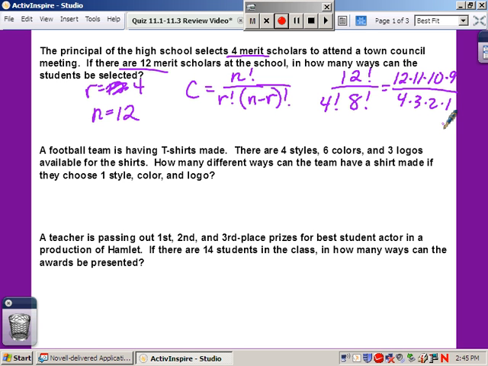10 to 9 is 11,880. And on the bottom, 4, 3, 2, 1 is 24. So I would divide that again, and you end up with 495 possible ways that can be done.